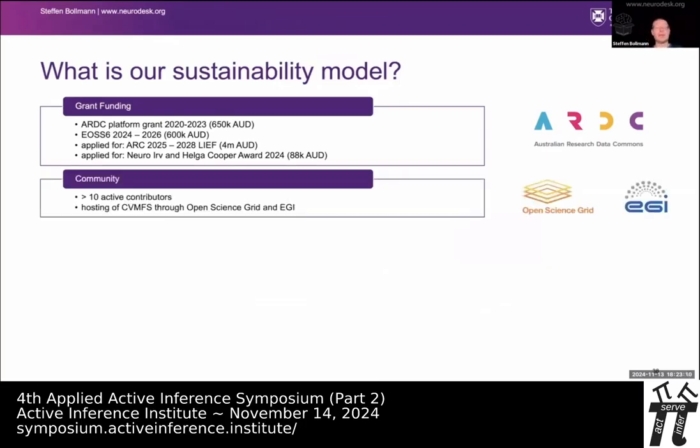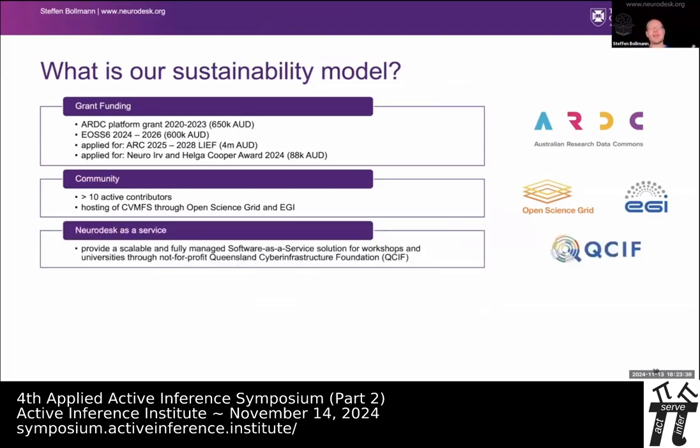That's why we really want to build the community. So we already have more than 10 active contributors. We have a lot of the infrastructure hosted through the community, through the Open Science Grid and the EGI Foundation, where we don't have basically cloud builds for us, which keeps our costs very low, which is good. And also, if we have helpers from the community, we can lower our costs because we don't have to do certain work. And then we provide NeuroDesk as a service as well.